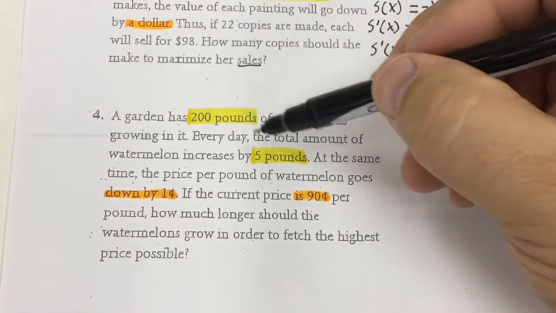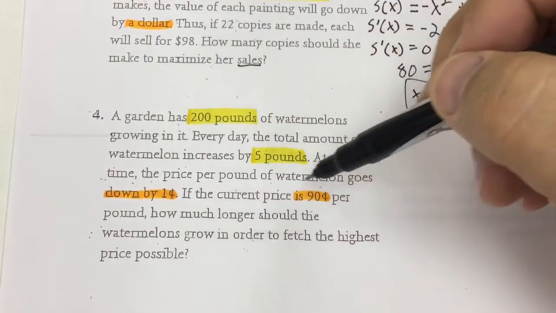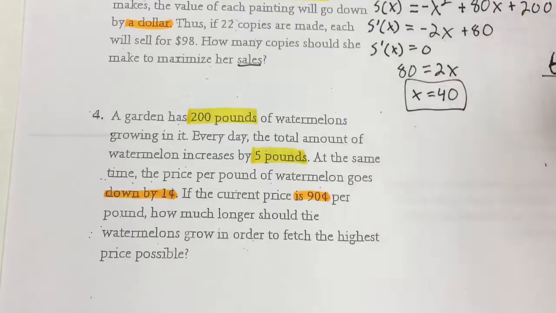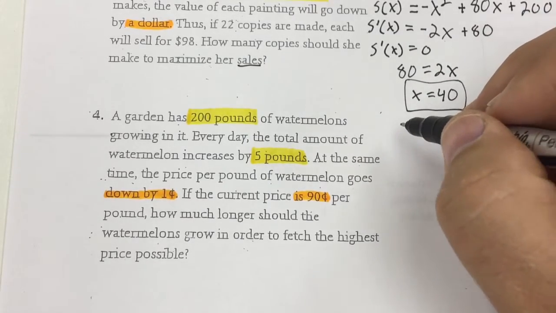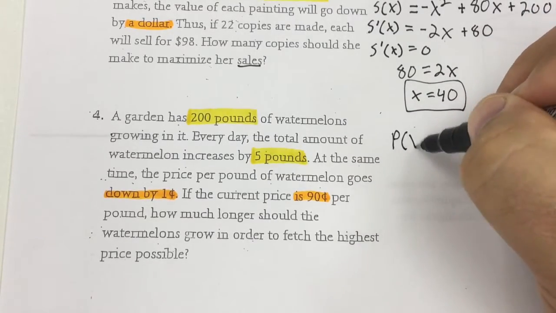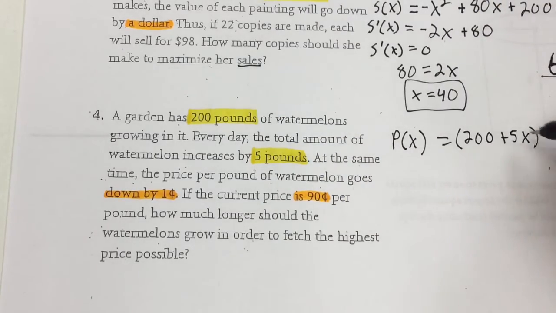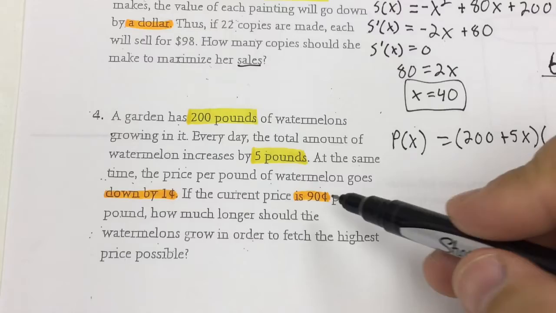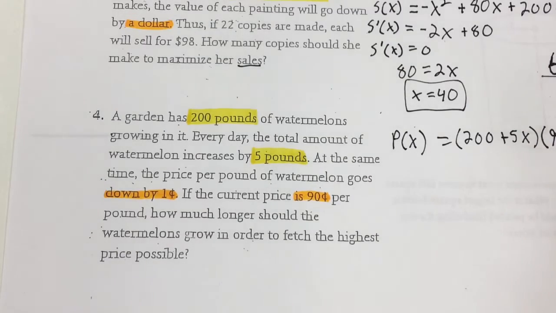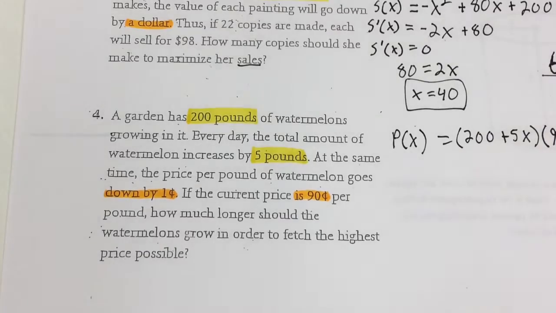So again, highlighting the like items, 200 pounds, 5 pounds, down by 1 penny, and originally 90 pennies, 90 cents. So I don't know what to set this up as. We'll call this a price function or a pound function. P of x equals 200 plus 5x. I got that from the highlighted yellow. I'm going to multiply that by the original 90 cents minus 1 penny per day, or 1 penny per pound. Now I'm going to FOIL that out.